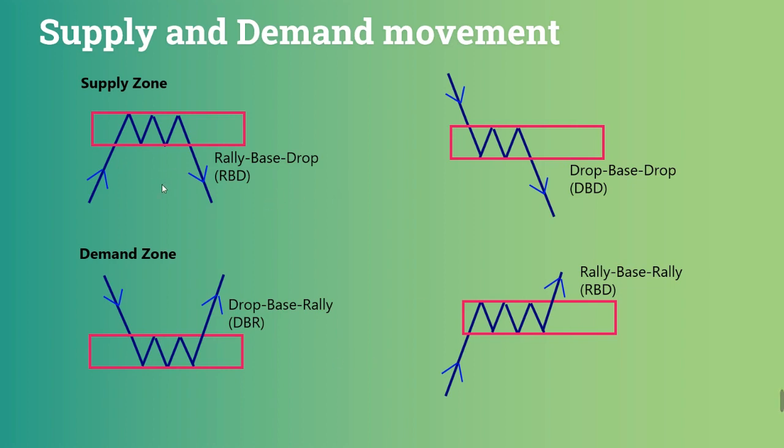There are two types of movement for the supply zone and demand zone. For the supply zone, it will be a rally base drop, we call it RBD, and drop base drop over here. And of course, for the demand zone it is a drop base rally, and a rally base rally. So this is the basic movement of a supply and demand zone. And of course, we always say that we sell at the supply zone and buy at the demand zone.